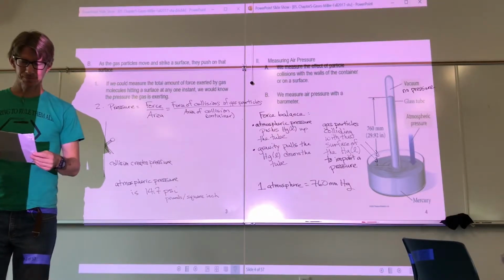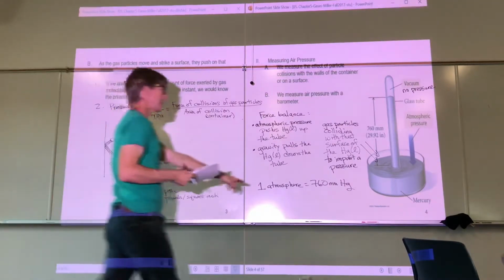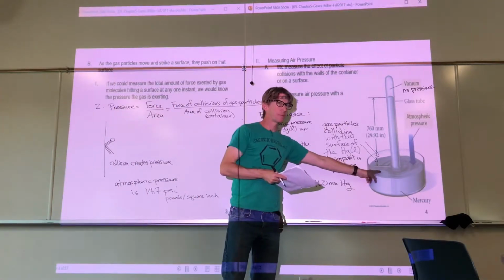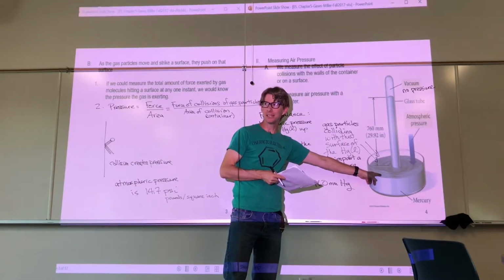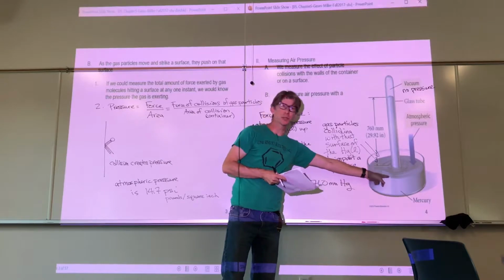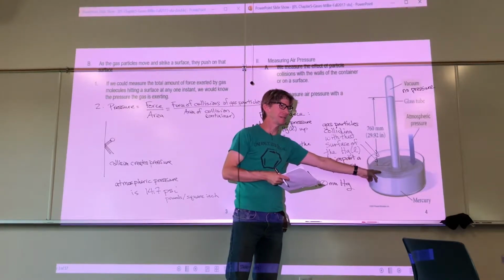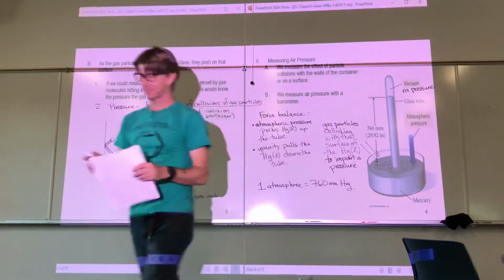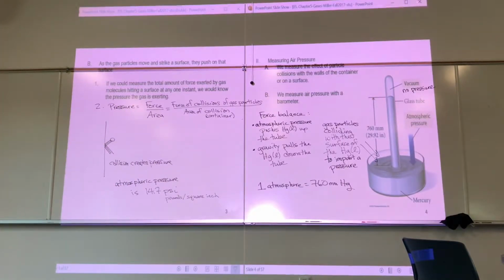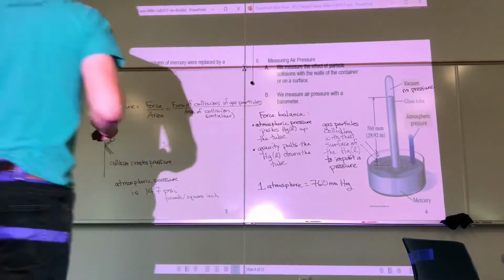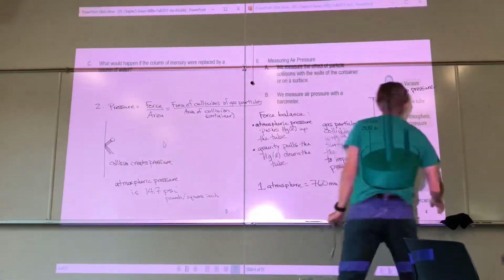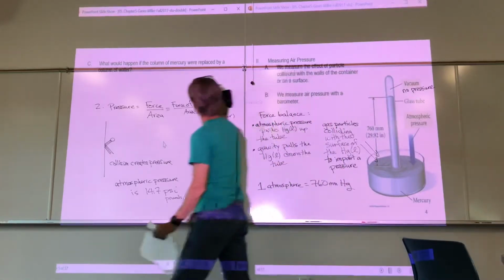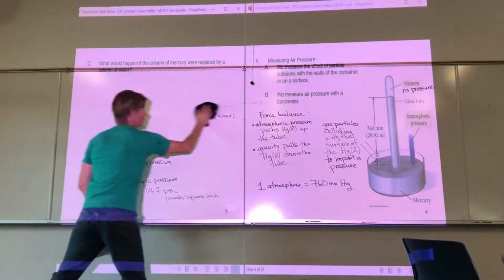Any other questions? Good. And I'll just remind you that what is creating this pressure is literally collisions of gas particles bumping into this fluid right here. Next question, what would happen if the column of mercury were replaced by a column of water?